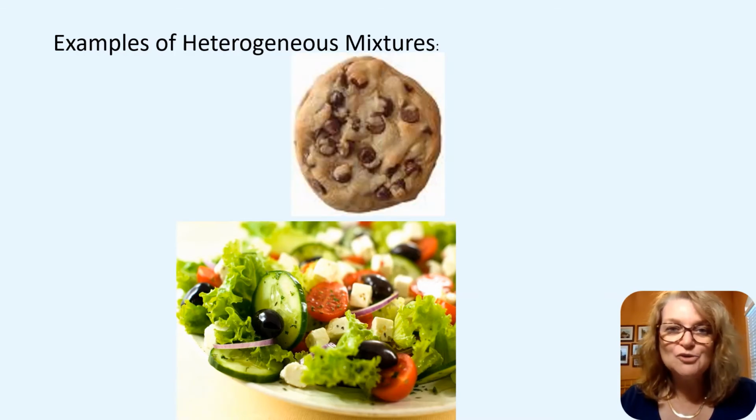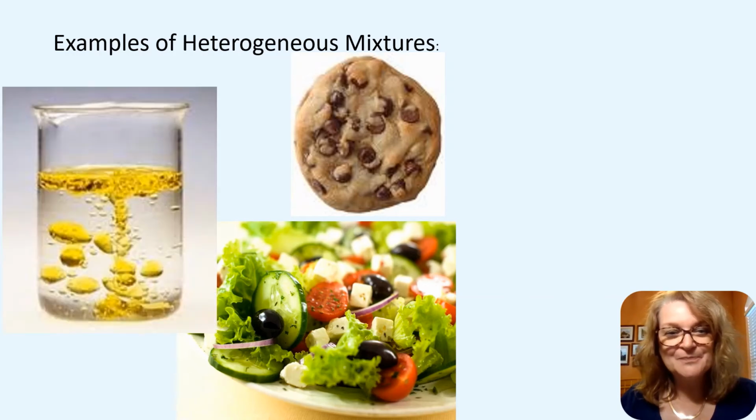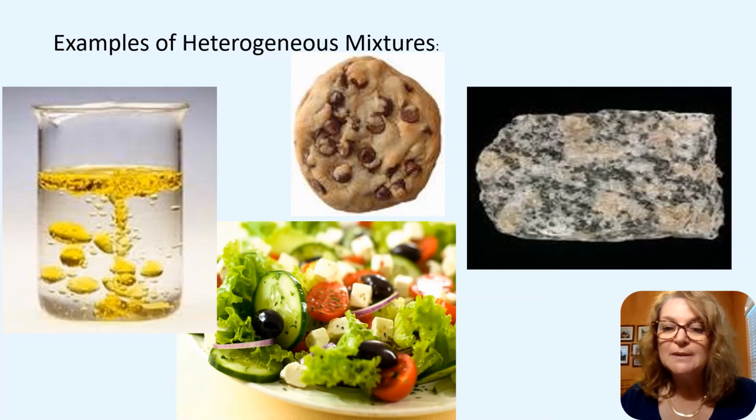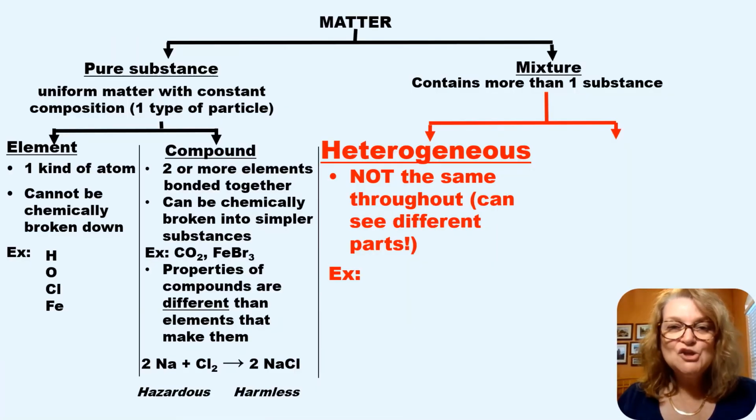A chocolate chip cookie. You see the chocolate parts and the cookie parts. Here we have an example of oil and water. It's not evenly mixed all the way through. We can see the oil suspended within the water. Obviously, two different substances mixed together. And another example could be the sample of granite, because there's different colors in there. There's some grays, some blacks, even some pinkish hues within that rock. So these are all examples of heterogeneous mixtures because they're not the same all the way through. And when we look at it, we can see different parts. So let's include a couple of those in our flow chart before we move on.